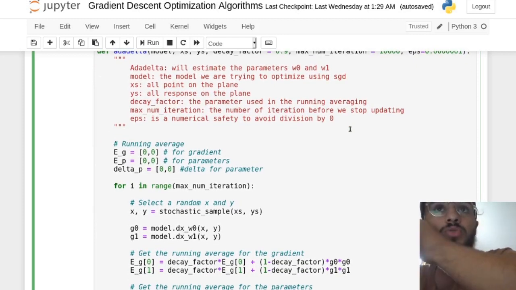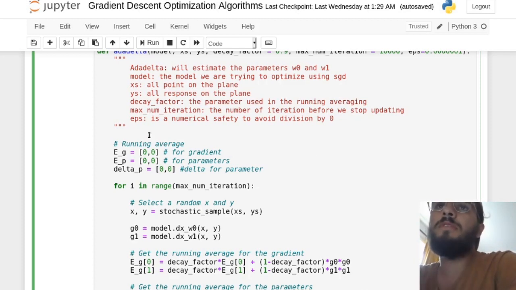If you remember, there are two running averages that we need, and we need to keep track of delta, the delta of the parameters. Here, remember, we have two parameters, w0 and w1. This is for w0, this is for w1. Same thing for all of them. Here we're not using a numpy array. We're just using a simple list, just so that we can visually see what's happening. This is the expectation for the gradient. This is for the parameters, and this is the delta at p.